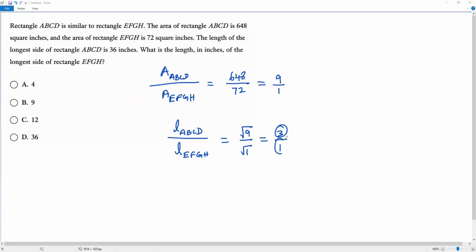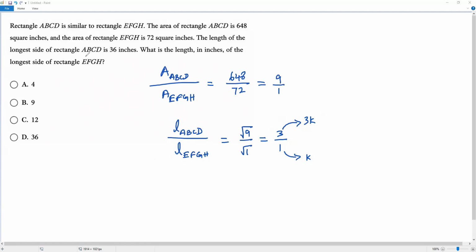From the terms of the ratio, to get the length of the longest side of the rectangle ABCD and to get the length of the longest side of the rectangle EFGH, we have to multiply the terms of the ratio by the same non-zero number, say k. When I multiply this 3 by k, I am getting 3k. When I multiply this 1 by k, I am getting just k. This 3k represents the length of the longest side of the rectangle ABCD and this k represents the length of the longest side of the rectangle EFGH.